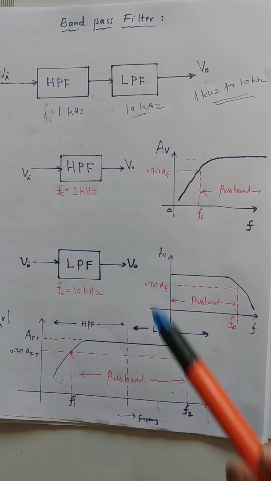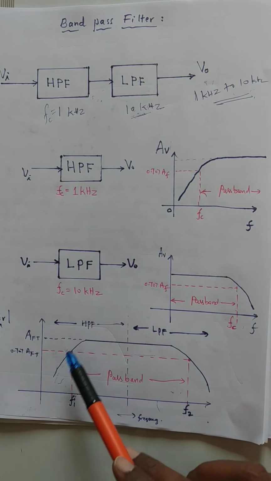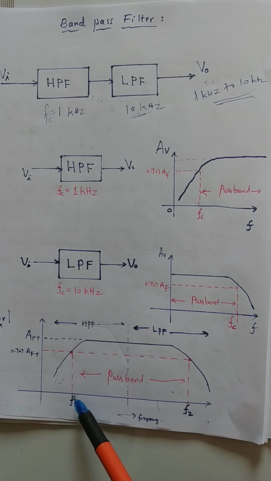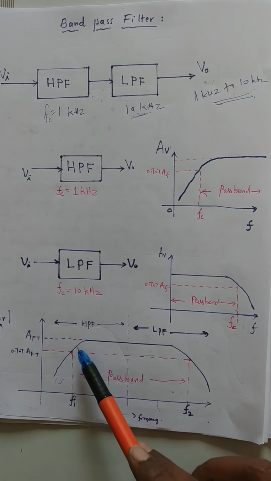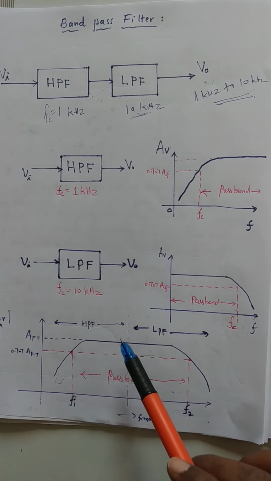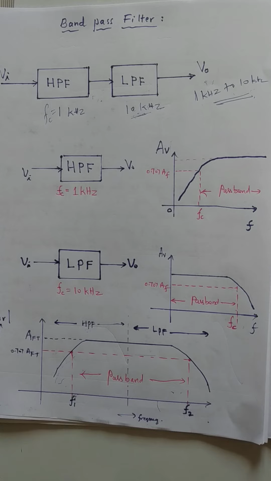Hence, this band pass filter acts as high pass filter at low frequencies. This is low frequency signal. So at low frequencies, this acts as high pass filter. At high frequencies, this acts as low pass filter. Hence, the combined response gives a band pass filter.